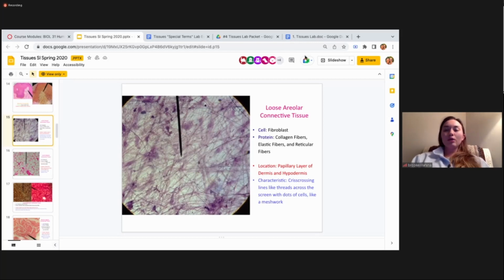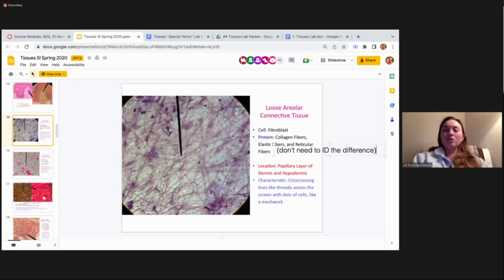Loose areolar connective tissue reminds me of The Matrix, like the movie. It looks like laser beams all over the slide, like all these weird little lines. It has different proteins in it: collagen fibers, elastic fibers, and reticular fibers. You don't need to identify the difference between each of the 3 types of fibers. So you don't need to ID the difference between collagen fibers, elastic fibers, and reticular fibers.